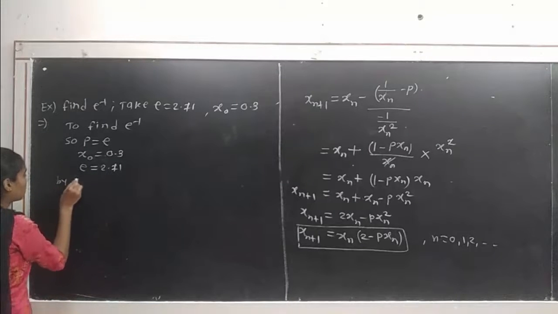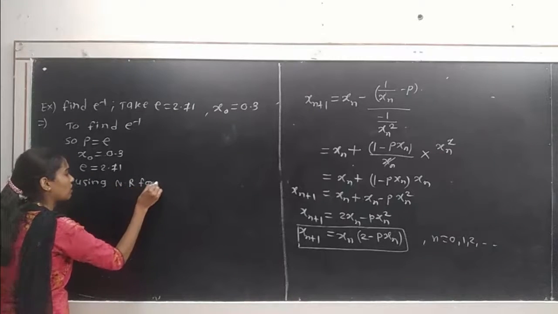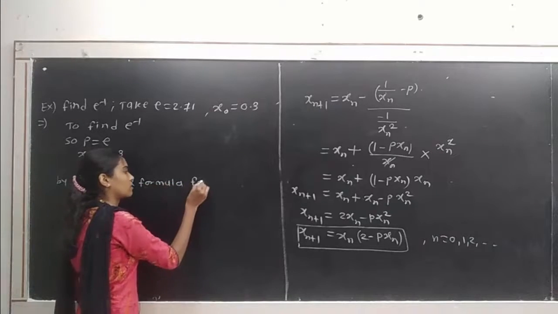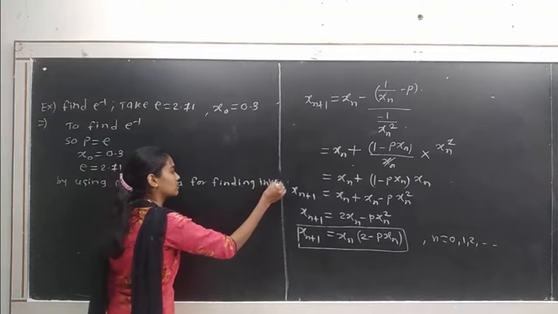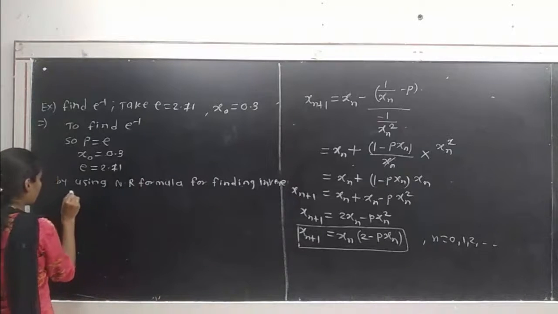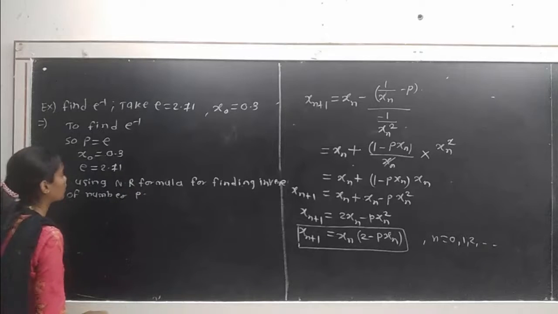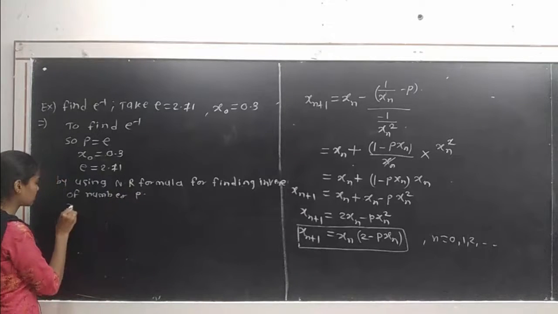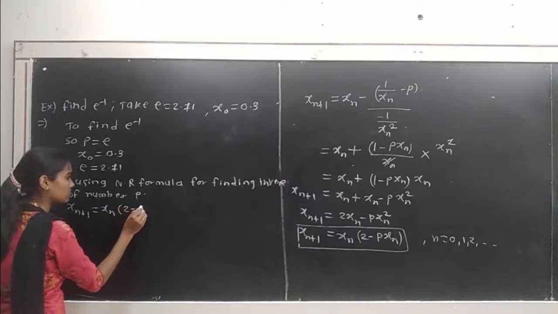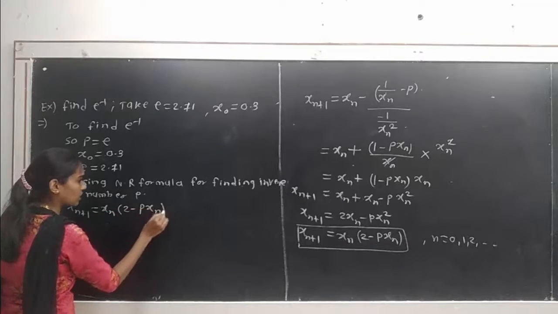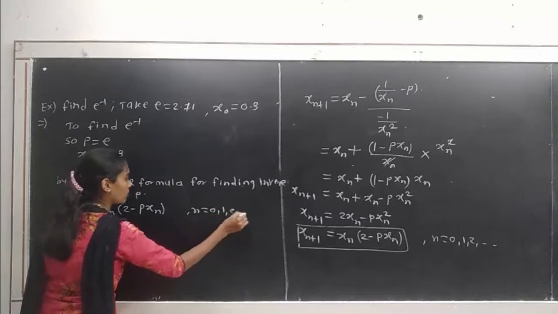Then by using the NR formula for finding the inverse of number P, xn plus 1 is equal to xn in bracket 2 minus P into xn, for n is equal to 0, 1, 2 and so on.